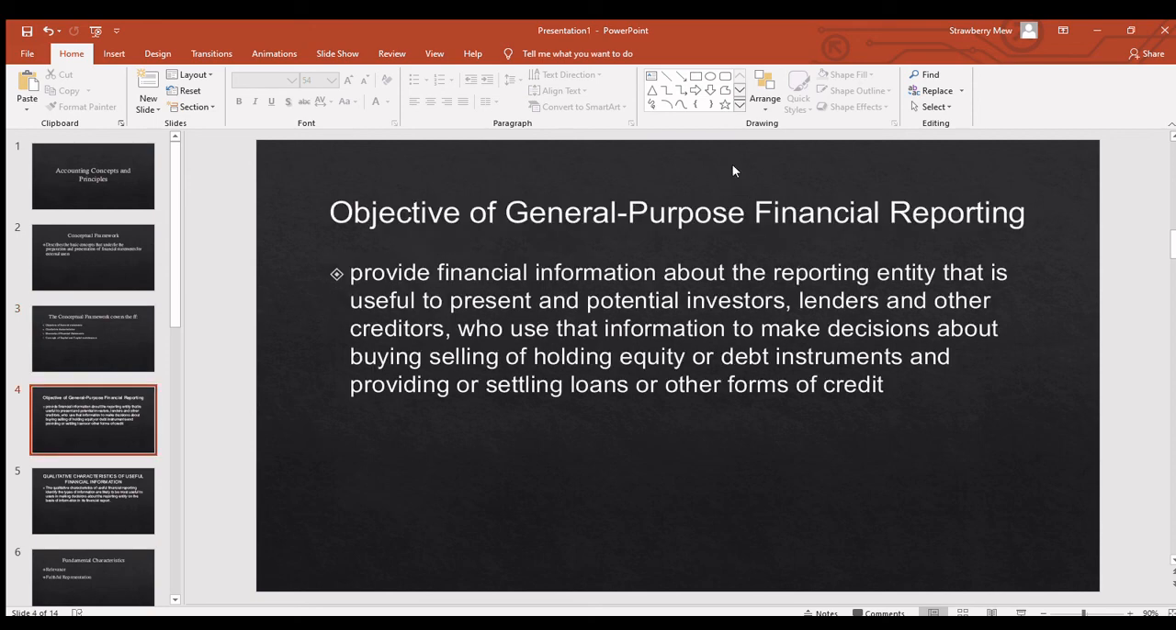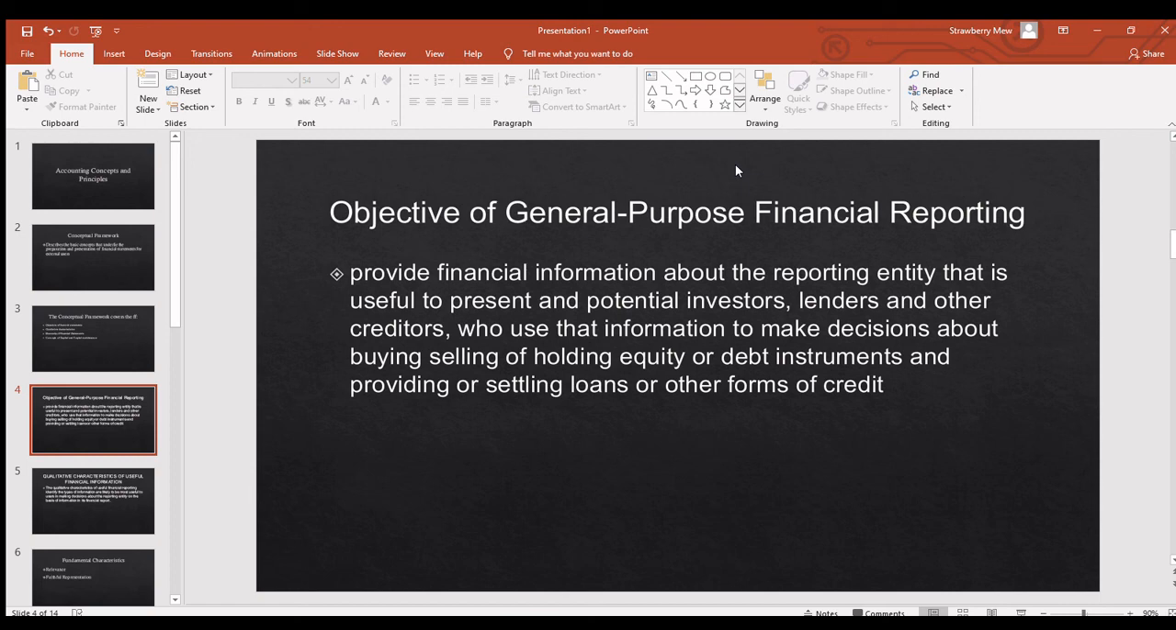First is we have the objective of the general purpose financial reporting. So the objective of the general purpose financial reporting is to provide financial information about the reporting entity that is useful to present and potential investors, lenders, and other creditors who use that information to make decisions about buying, selling, or holding equity or debt instruments, and providing or settling loans or other forms of credit. Okay, so basically, the general purpose financial reporting's objective is to provide information for the primary users.